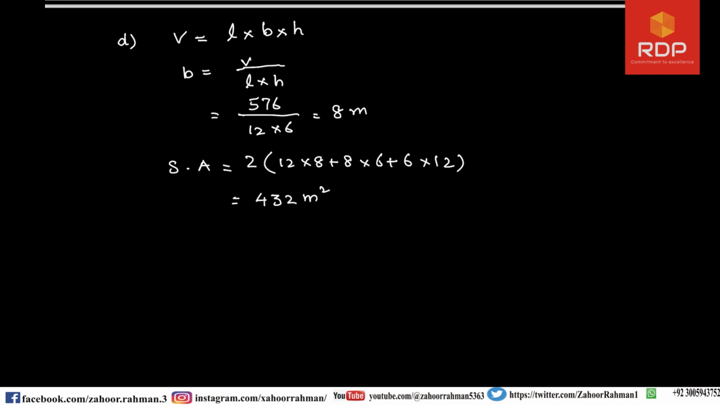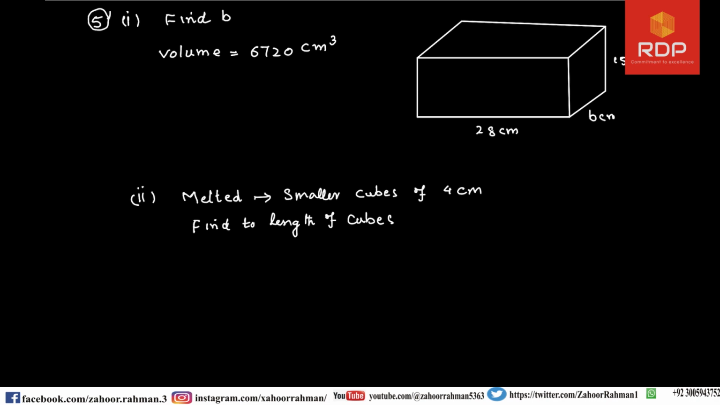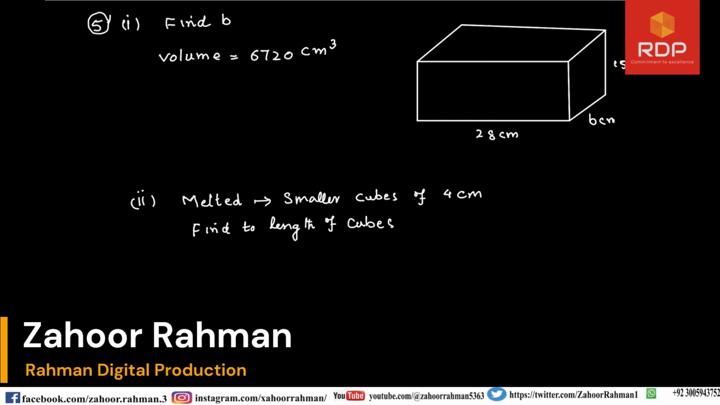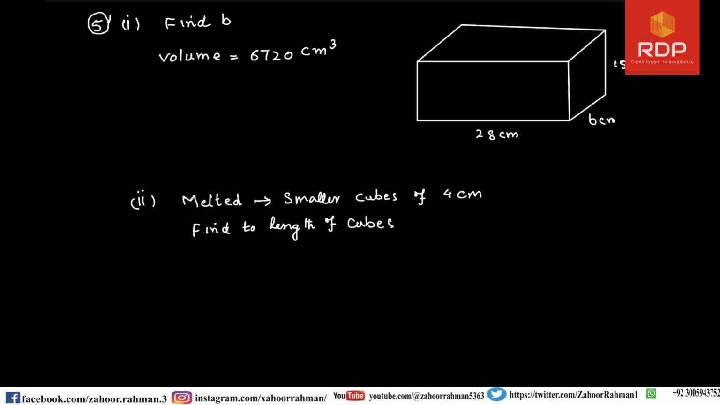Question number 5 is saying that they have given us this shape in which there is a length of 28 centimeter, breadth is b centimeter, and height is 15 centimeter. They are saying that the total volume of this shape is 6,720 centimeter cube. Now this is very easy because you solved these sort of questions in that table in which breadth was unknown, volume, length and height were given.